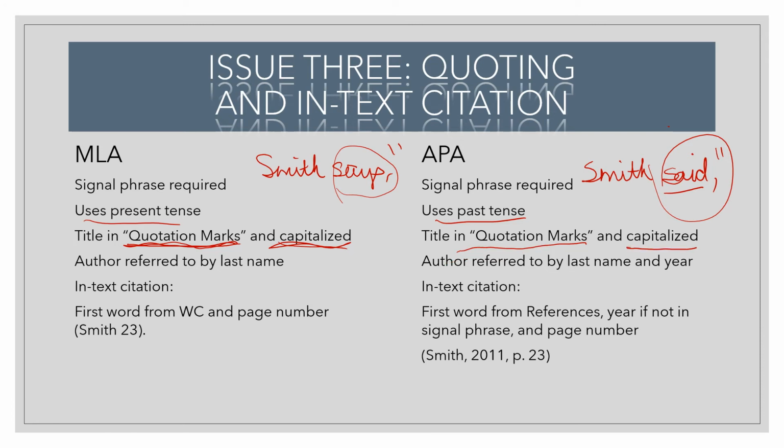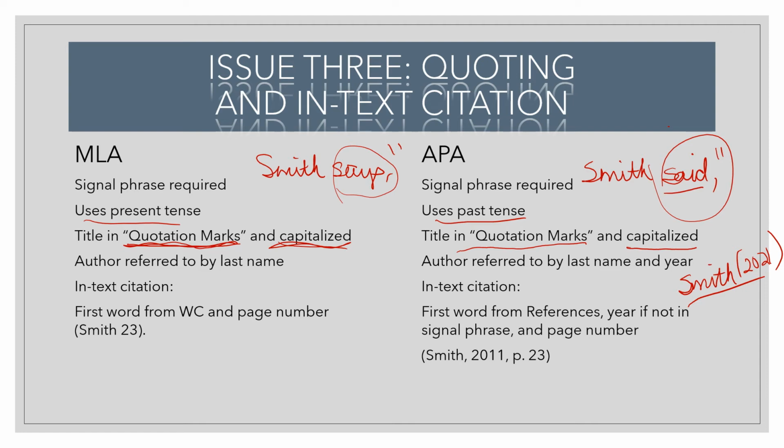The next thing to think about when you're quoting or referring to one of your sources is that in MLA, you'll refer to the author by the last name. In APA, you will always refer to the author by the last name and year. So you will always say Smith 2021. Whenever you refer to Smith, you always give the year. Apparently in APA, the year of publication is incredibly important, so they always want it right up front.